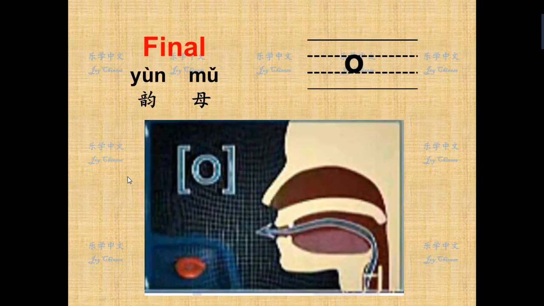Okay. Next one is the final o. Here, when you want to pronounce this voice, make your lip O shape, or like a circle. Then put your tongue a little bit back in your mouth, and the end of your tongue a little bit go up. Locate your tongue exactly in the middle of your mouth. Say O.